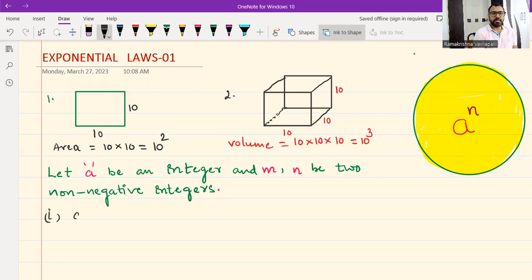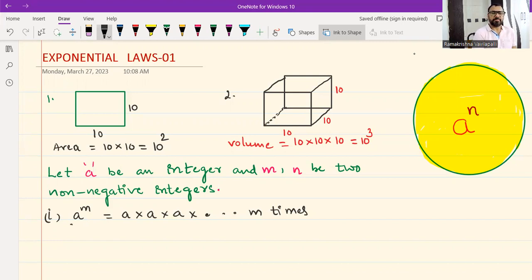a power m, nothing but we write a into a. How many times do we multiply the same quantity? m times. So a into a and so on m times, we write simply a to the power of m, as in the case of, you see, volume of cube is 10 cube.